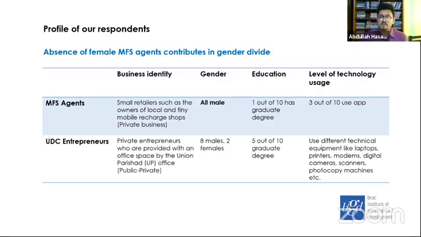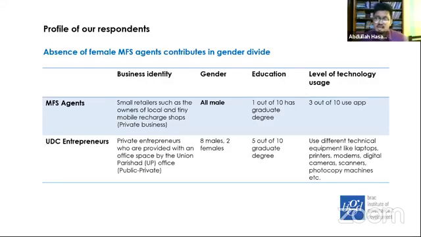While almost all of them do not have a graduate degree except one, they are not high-tech users. Irregularly, they use smartphone apps. But the most important thing is that all our respondents are male, as it was supposed to be. But this absence of female agents contributes to increasing the gender divide in MFS-related activities, supporting our demand side findings.